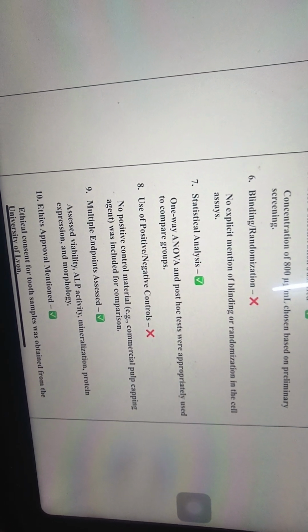Blinding and randomization: no explicit mention was made. Statistical ANOVA analysis was done. Use of positive or negative control, such as a commercially available pulp capping agent for comparison: there was no mention. Multiple endpoints were assessed, ethical approval number was mentioned, and relevance to clinical practice was present. It discussed how the findings relate to restorative and pulp preserving therapies.